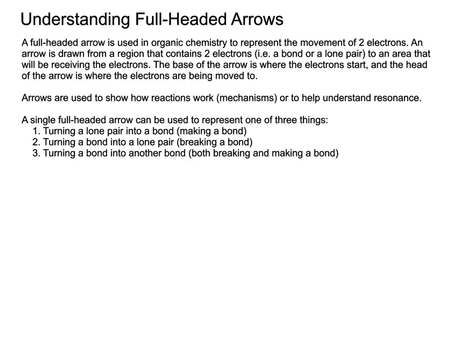Turning a lone pair into a bond, we call that making a bond. Turning a bond into a lone pair, we call that breaking a bond. Or turning a bond into another bond, that is both breaking and making a bond.